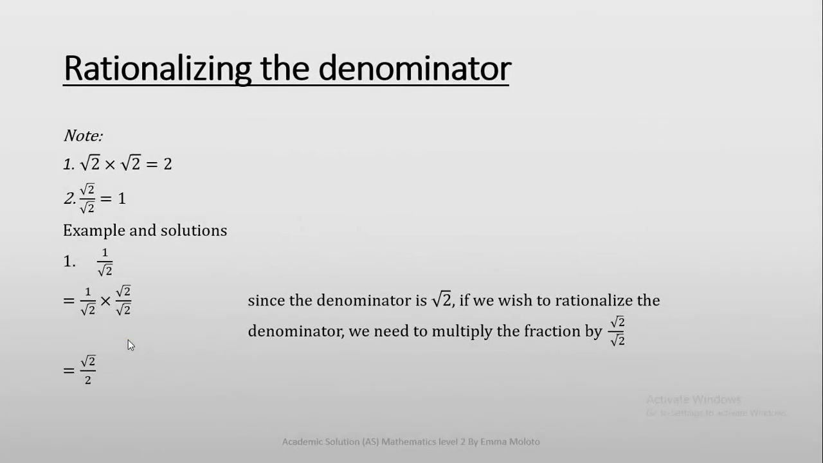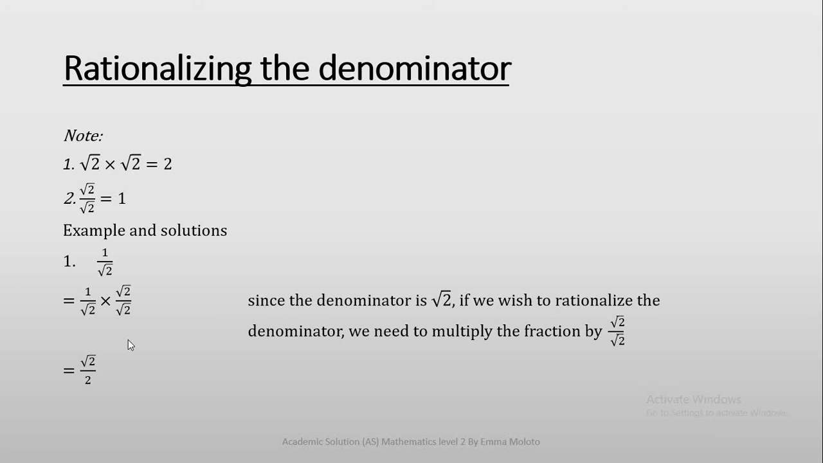Rationalize the denominator. Note, number 1, the square root of 2 multiplied by the square root of 2 gives us 2. Number 2, the square root of 2 divided by the square root of 2 gives us 1.